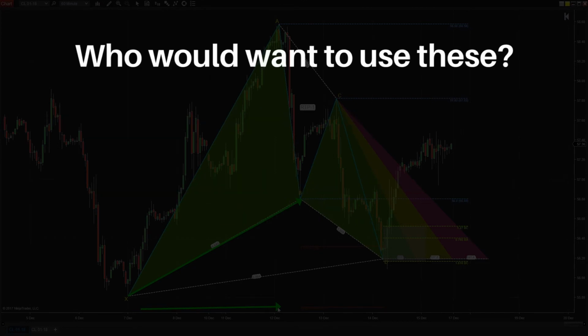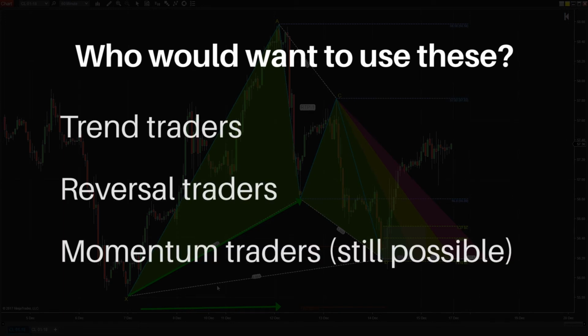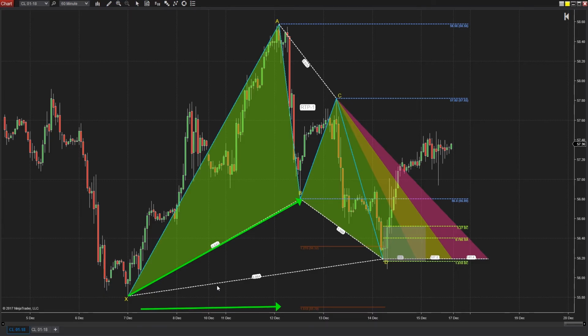So who would want to use these? Anyone that trades trends or reversals. It's a little harder for momentum traders to use them, but it certainly can be done, and we get into that with all our education for our members. Mainly though, we see a lot of trend traders and reversal traders, since the patterns can be used in both situations very well, as long as you know how, and we'll get into that in the next lesson too.